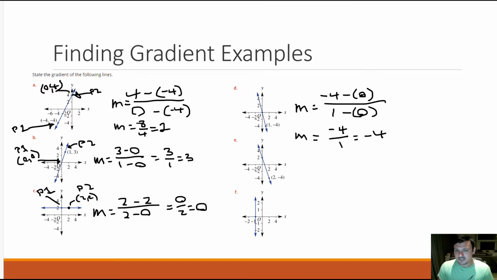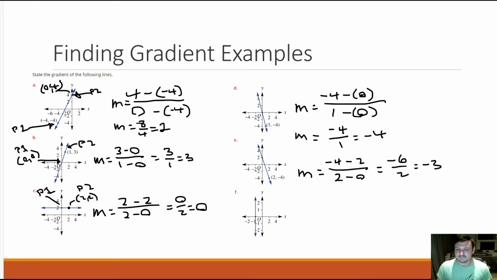For E, we have 0, 2, and 2, negative 4. So we have our y2, which is negative 4, minus our y1, which is 2, over our x2, which is 2, minus our x1, which is 0. We once again evaluate, and we get negative 3. Don't work across the page, please. Work down the page so you can see your steps one at a time. In this case, I'm a little bit constricted with space.